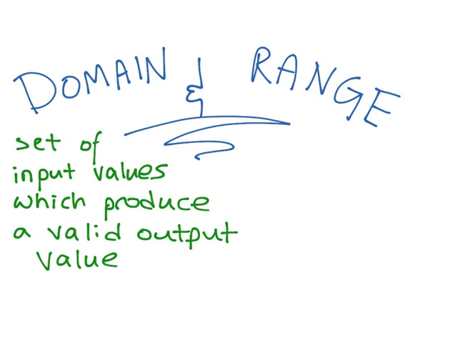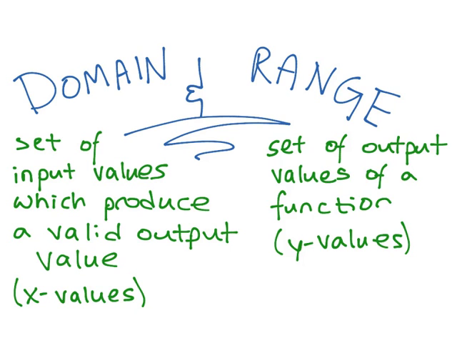So, we can think of domain as the set of all possible x values. Range, on the other hand, is the set of all possible output values of a function. Or, in other words, all possible y values.